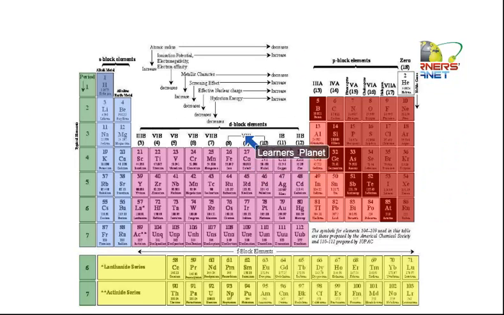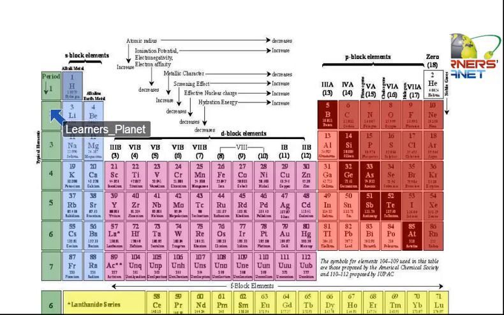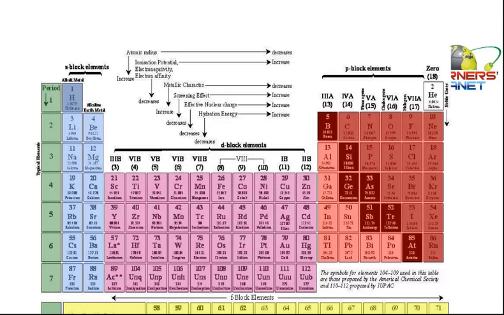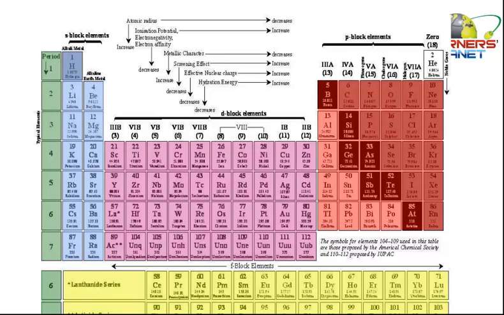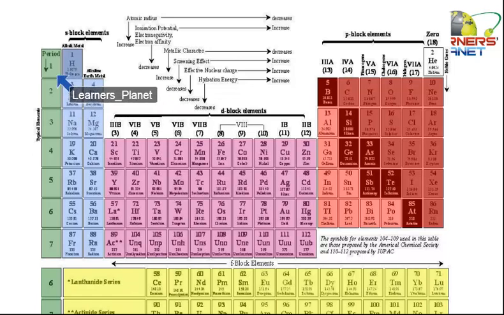What I told you was that in the modern periodic table there are how many periods and how many groups? There are 7 periods, that is 1, 2, 3, 4, 5, 6, 7. This way the period goes. This is the first period, the second period, the third period, the fourth period, the fifth period, the sixth and the seventh.